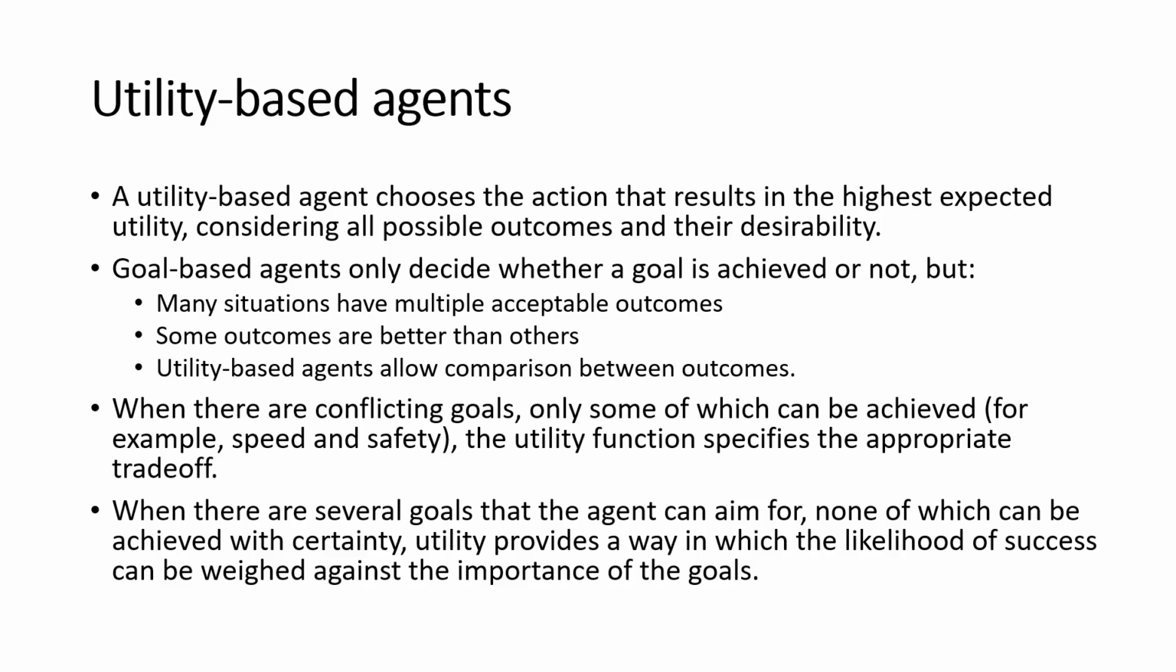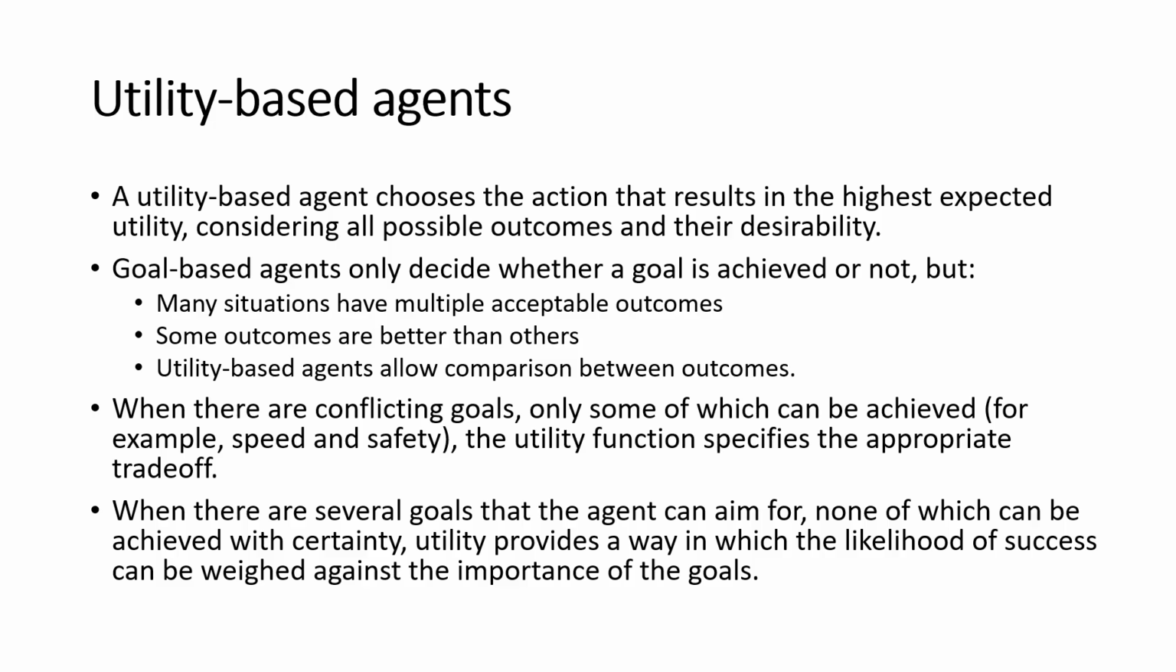A goal-based agent only decides whether a goal is achieved or not. But in many cases, there will be multiple acceptable outcomes, and some outcomes are better than the others. Then the utility-based agent allows comparison between outcomes. So that means each action may lead to multiple possible outcomes, and each outcome has a utility value, that means how good it is, and there is a probability, that means the chance of occurrence. So the agent chooses the action with the highest expected utility. So here the limitations of the goal-based agent can be overcome using this utility-based agent.